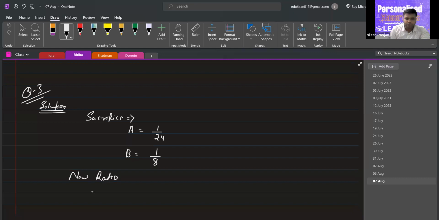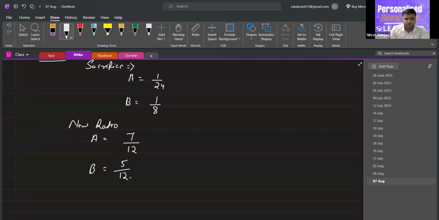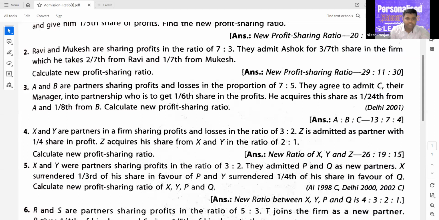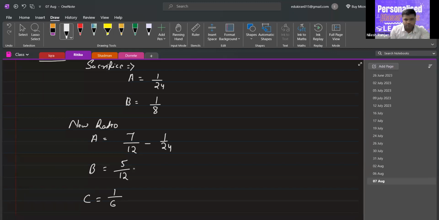So new ratio equals old minus sacrifice. For A, the old ratio is 7/12, for B it is 5/12, and for C it is 1/6. From this, we will deduct 1/24. From this, we will deduct 1/8, and we don't have to deduct anything from C. So 24, 14 minus 1, 13/24.